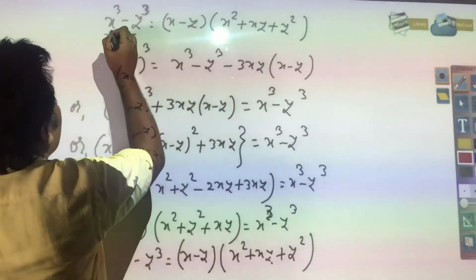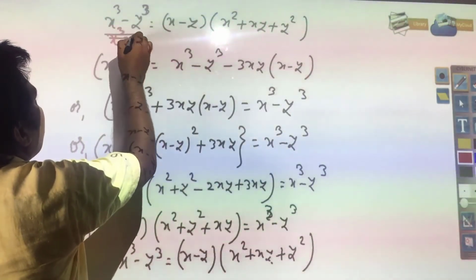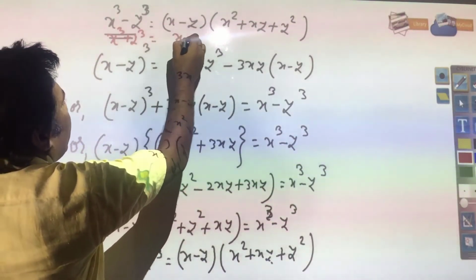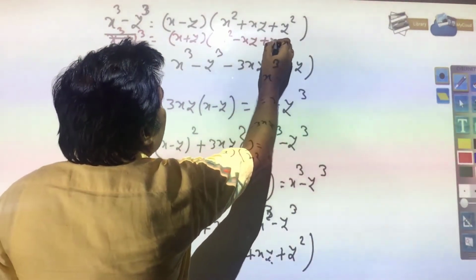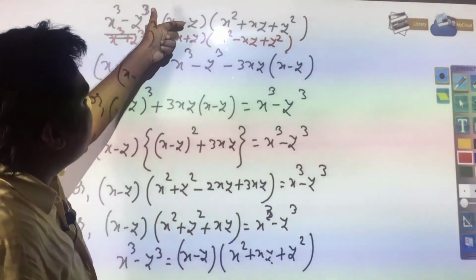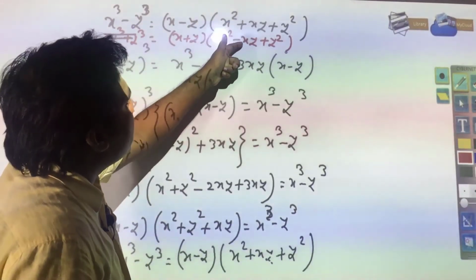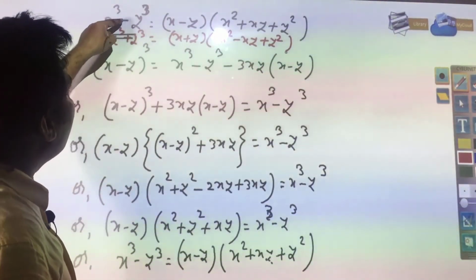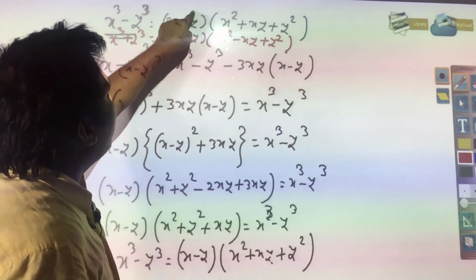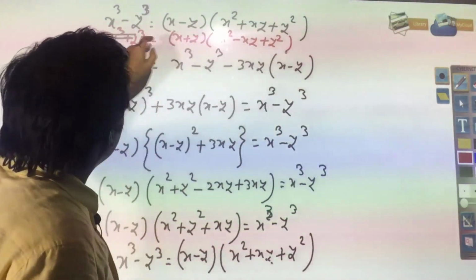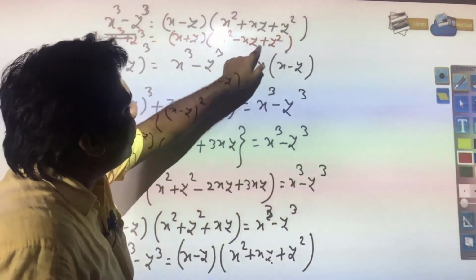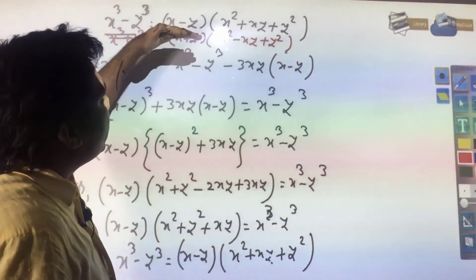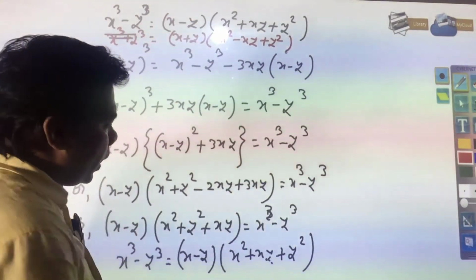If we have x cube plus y cube, then we will have x plus y and x square minus xy plus y square. So, this difference is there, we need to see, understand and remember. Here, where we have the difference, only there is the minus sign; otherwise all will be positive. In this way you need to remember this formula so that we can use it.